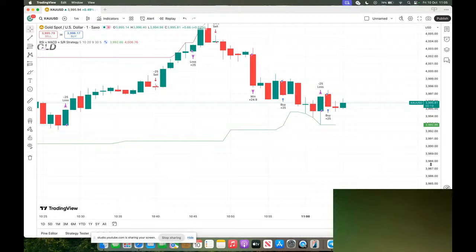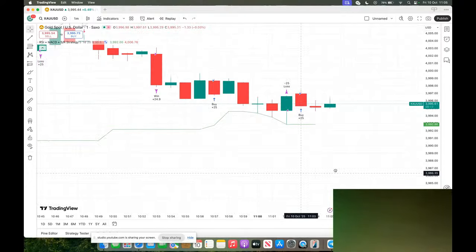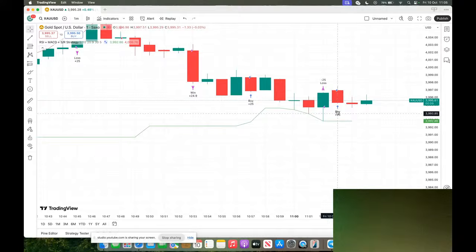Somebody is saying, how do you know when it says buy? Are you not seeing the screen? My goodness. Can you not see buy here? Can you not see loss? Can you not see win? So it tells you here.